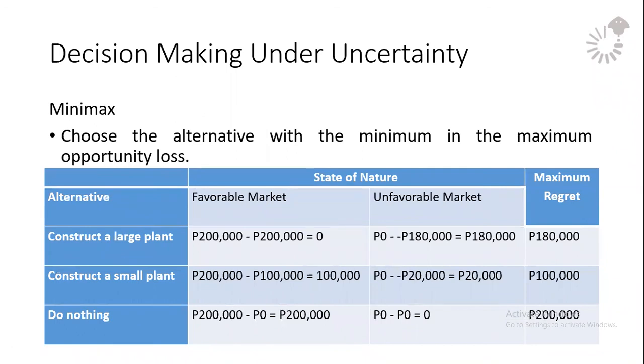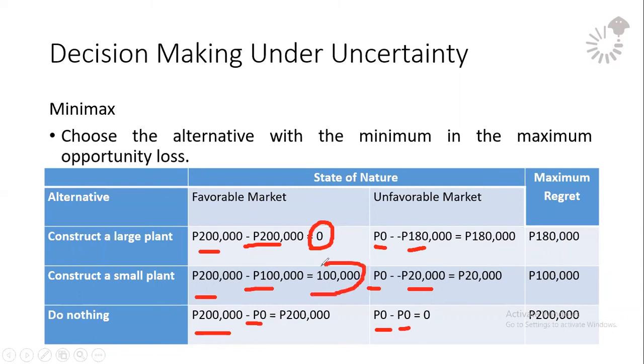And lastly, we have minimax. For minimax, choose the alternative with minimum in the maximum opportunity loss. So how do you get that? You get the best outcome minus the value. So kunin mo yung expected opportunity loss for each cell. So for this, 200,000 minus 200,000, this is 0. 200,000 minus 100,000 is 100,000. 200,000 minus 0 is 200,000.